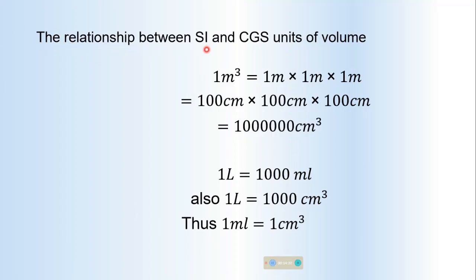The relationship between SI and CGS units of volume. 1 meter cube is equal to 1 meter multiplied by 1 meter multiplied by 1 meter. So this is the way we convert units from meter to centimeter. So it should be 10 to the power 6 centimeter cube. Here 1 liter is equal to 1000 milliliter, and also 1 liter is equal to 1000 centimeter cube. So 1 milliliter is equal to 1 centimeter cube.